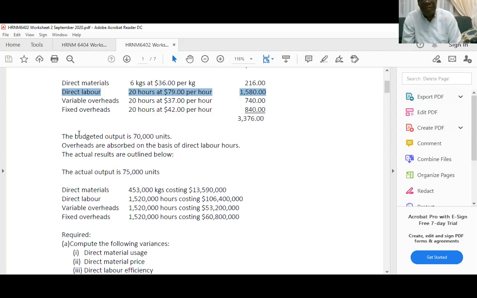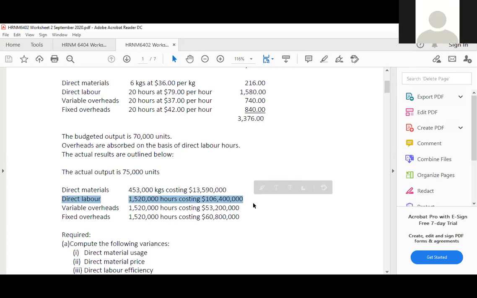But we made 75,000 units. So how many hours should we use to make 75,000 units, class? 1,500,000. Class, you got silent and I get nervous when my students get silent.